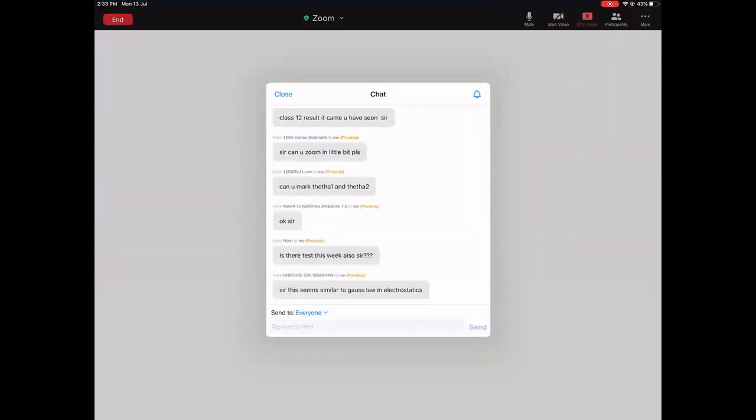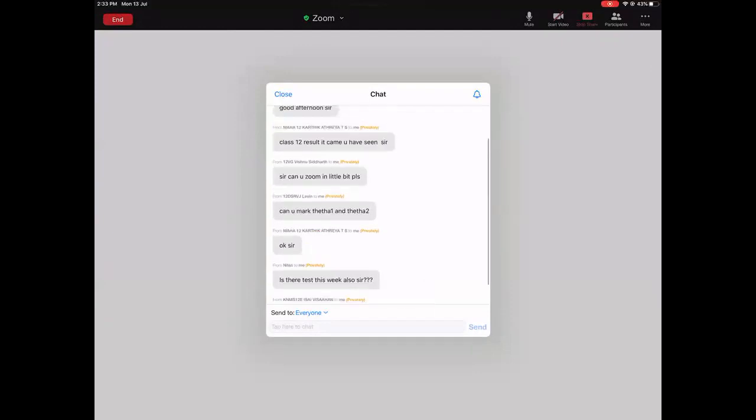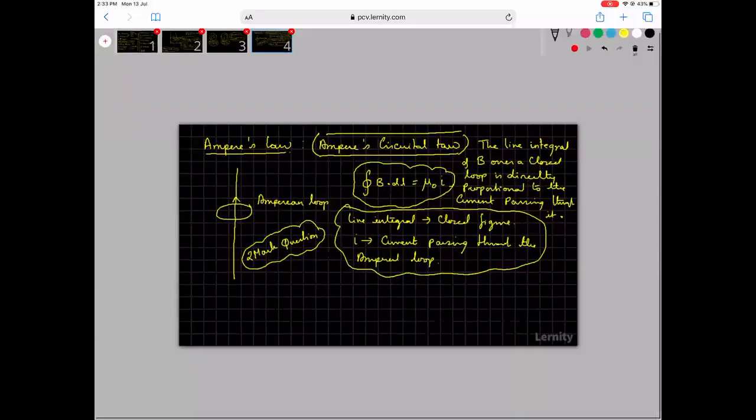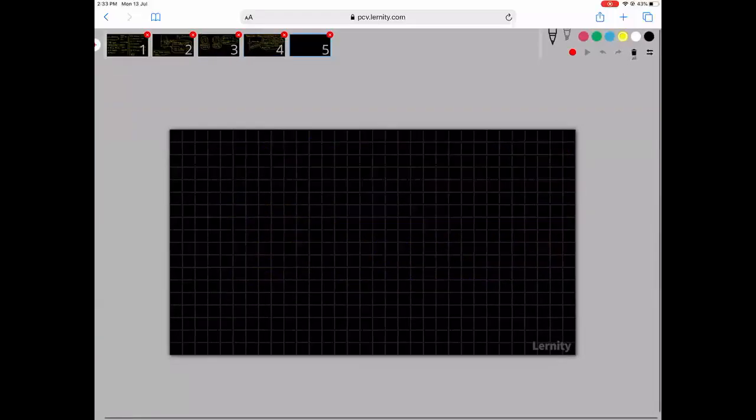Sir, this seems similar to Gauss law in electrostatics. No, it's similar to Gauss law, but Gauss law is over a closed surface, while this is over a line. So don't misunderstand. Gauss law in magnetism, I have already explained to you. Every week there will be a test. If you understand that, we'll move on.